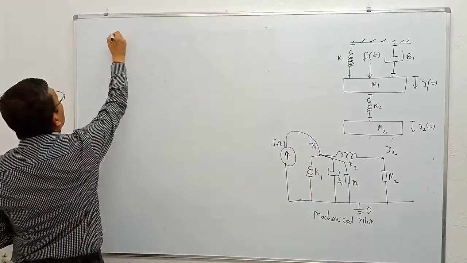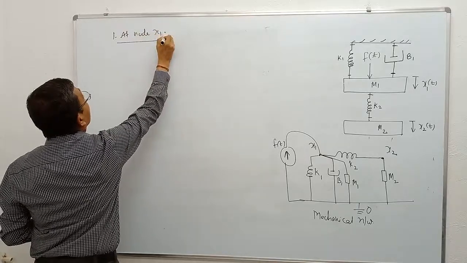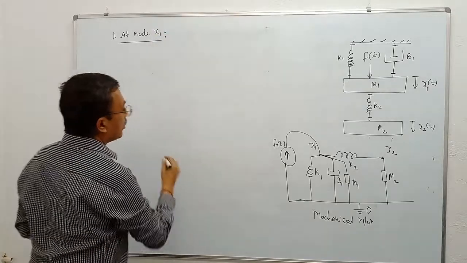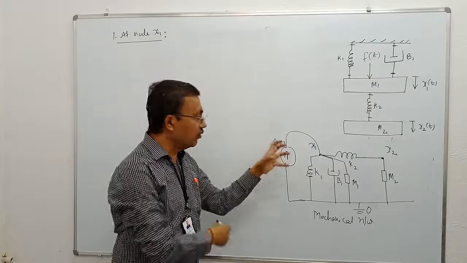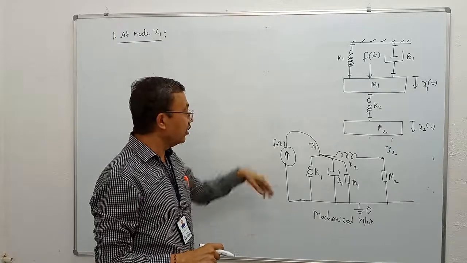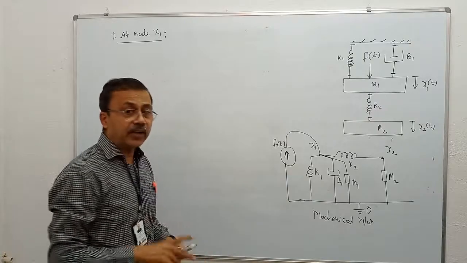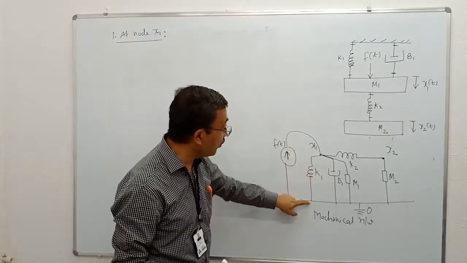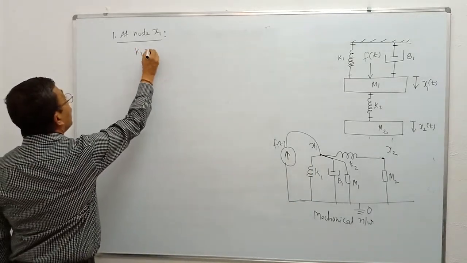So I am going to write now at node x1. Just like Kirchhoff's current law, sum of currents entering is equal to sum of currents leaving, with the exception that currents are replaced by forces. So what is the force in K? K into X. What is K here? K1. What is X here? X1 minus 0. Therefore reactive force in K1 is K1 into X1.